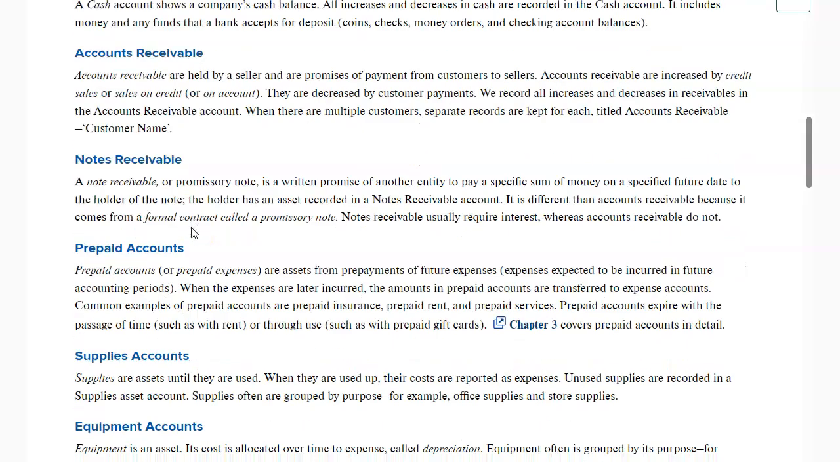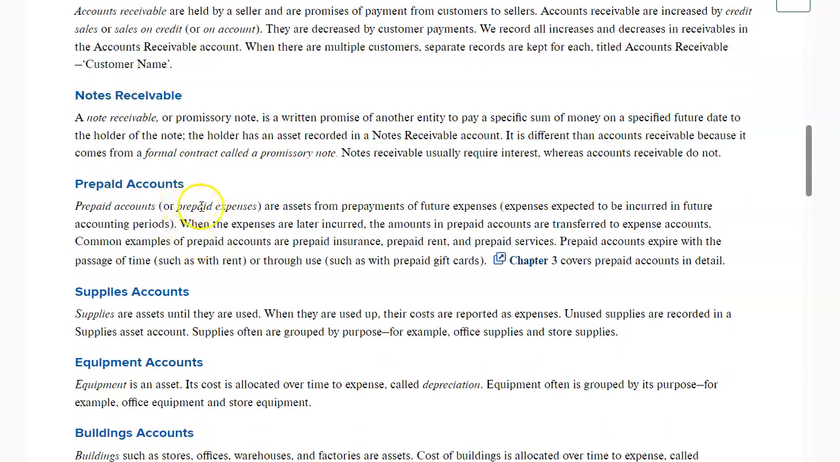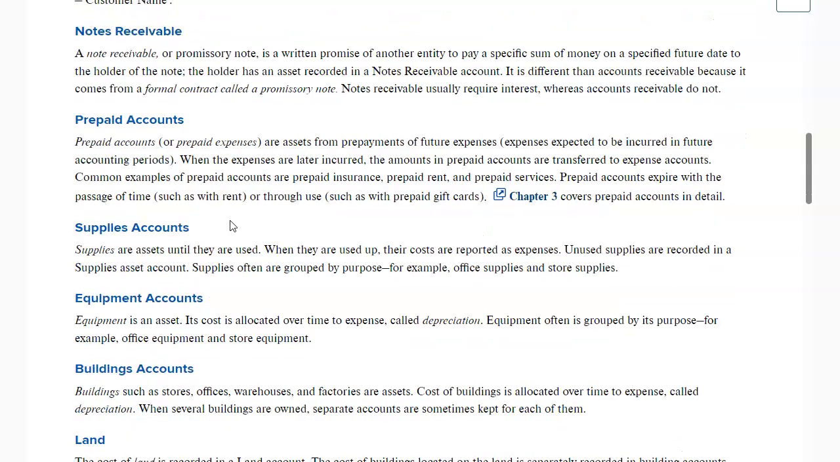Notes receivable, also an asset account. Prepaid accounts. They call them prepaid expenses. I like to call them prepaid assets, but in this book, prepaid expenses. Think of those as prepaid insurance, prepaid rent, any prepaid services you're buying, any kind of prepaid. Supplies is a prepaid account. We don't call it that, but we purchase supplies ahead of time and then use them up later. So with a prepaid account, you purchase something now, but the expense is not recorded now because we haven't incurred the expense yet.